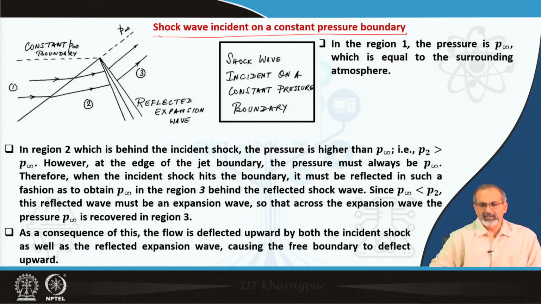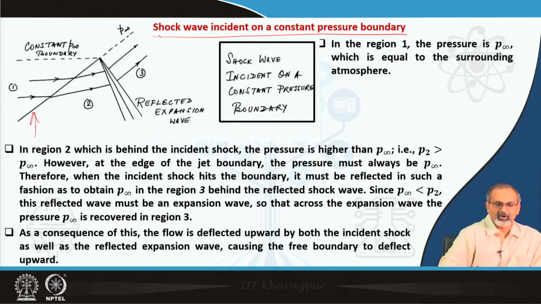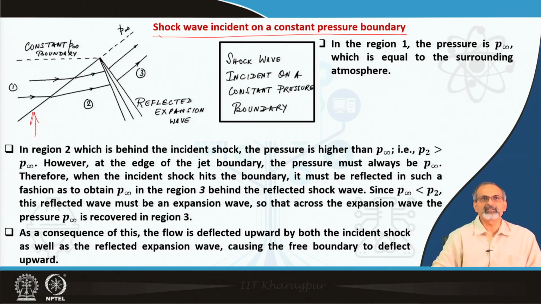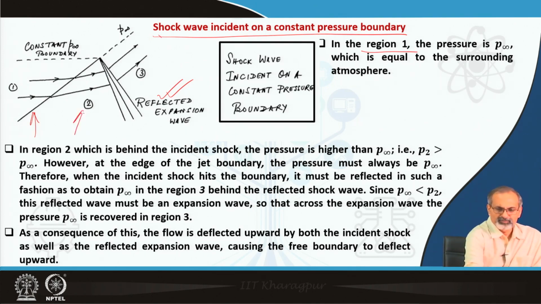The shock wave incident on a constant pressure boundary is the first thing that we will try looking at. So, you have an incident oblique shock which is coming and meeting a constant pressure boundary, and then we see that there is a reflection of that same wave, but this time it is reflecting in the form of an expansion wave, not as a compressive wave, a shock wave. So, what happens is that in region 1 the pressure is P infinity, which is of course equal to the surrounding atmosphere, and then comes this oblique shock and raises the pressure in region 2.